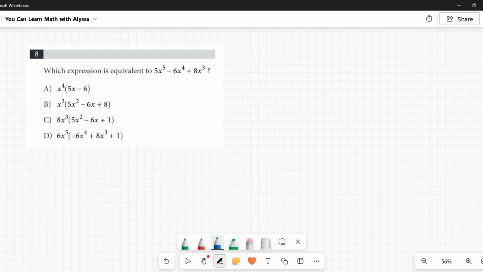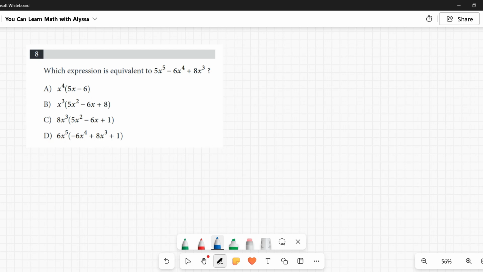Number 8, which expression is equivalent to 5x to the 5th minus 6x to the 4th plus 8x cubed? Now, they are not wanting us to solve for x. It's just finding an equivalent expression. So we're going to want to factor this. That's where our mind should be going, towards factoring.